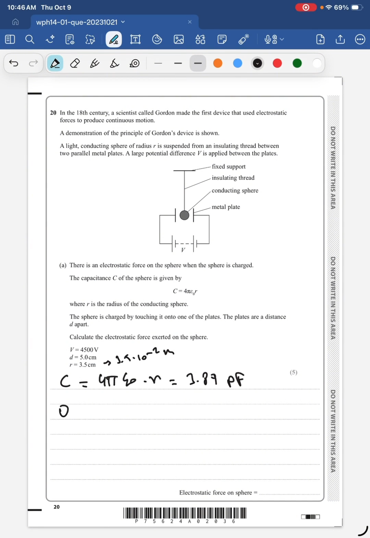Now, the charge, if the voltage is 4,500 volts, if we multiply C by V, let me actually do it, I have my calculator here in front of me, okay, we find 1.75 times 10 to the negative 8 coulombs, okay, that's the charge on this sphere, okay? And then we have to find the electric field.